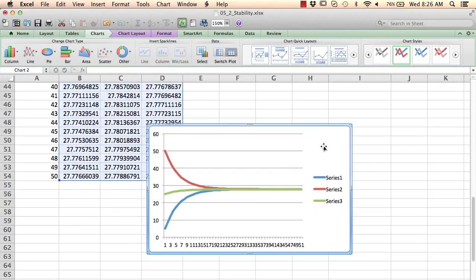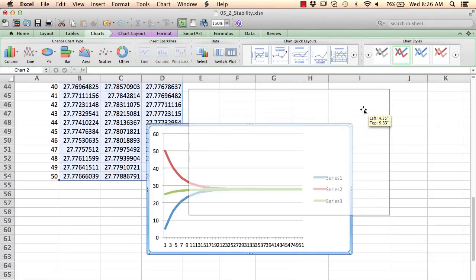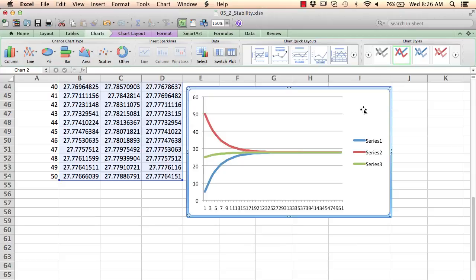And so now this gives me the 3 populations graphed over time. And so let's see, the red one started at 50, goes down to about 27, 28. Green one started at 25, rises a little to 27 or 28, and then stays there. And then the blue one started down at 5 and quickly rose up to right about that same value. So again, all 3 populations, regardless of where they started, ended up at the same place.